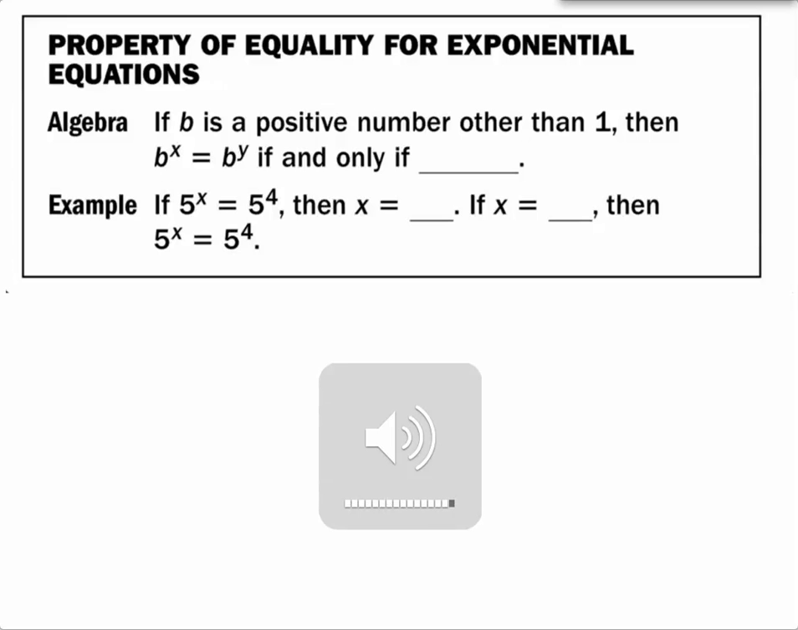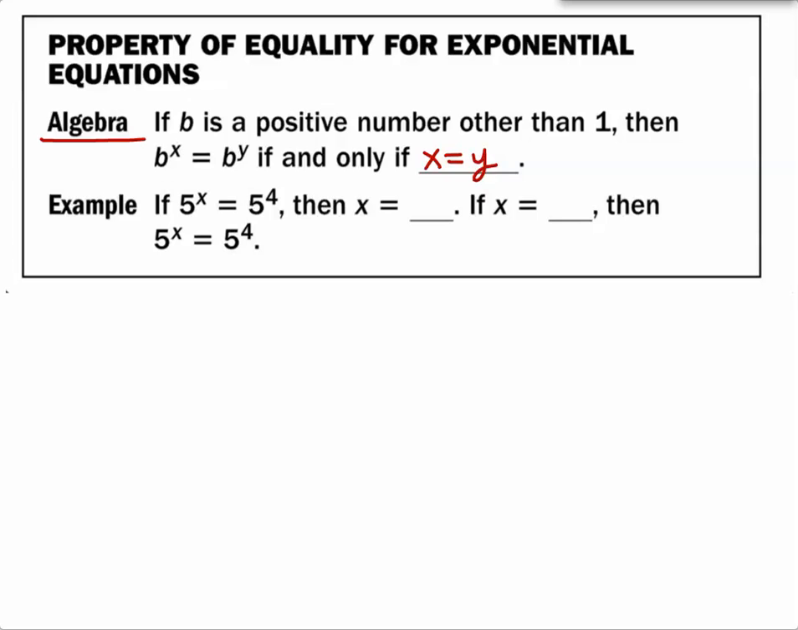We begin with an important property for exponential equations. The property says, if b is a positive number other than 1, then b to the x equals b to the y if and only if x equals y.